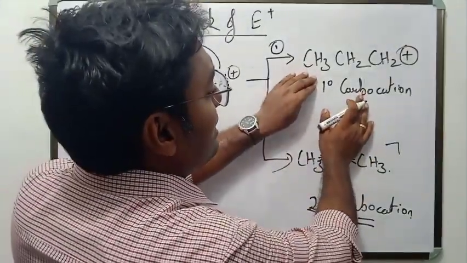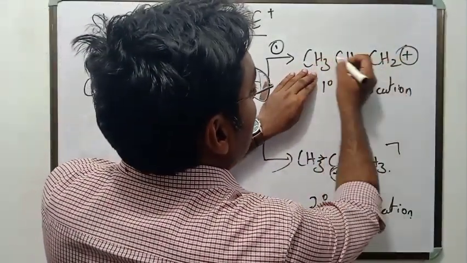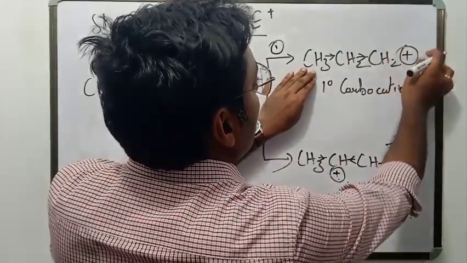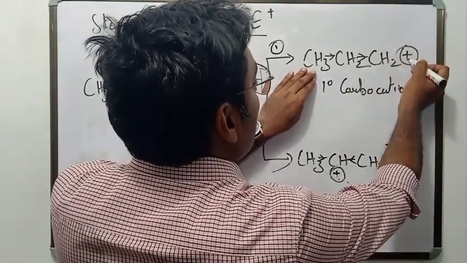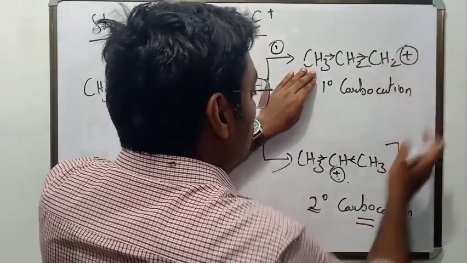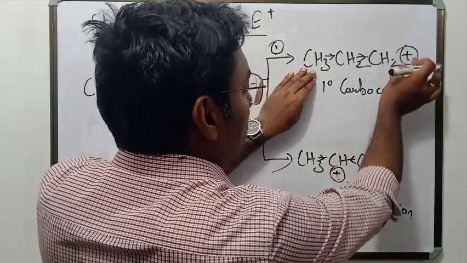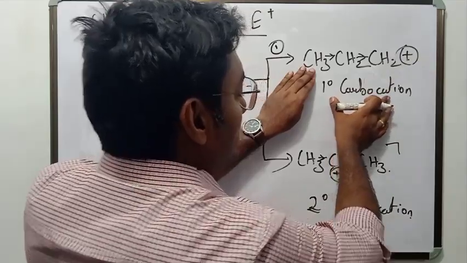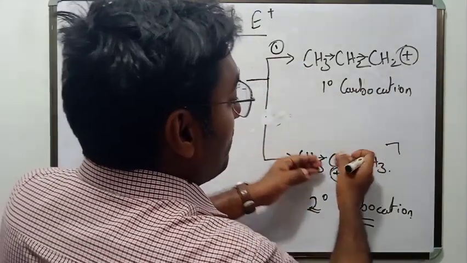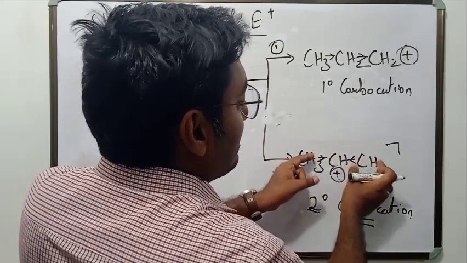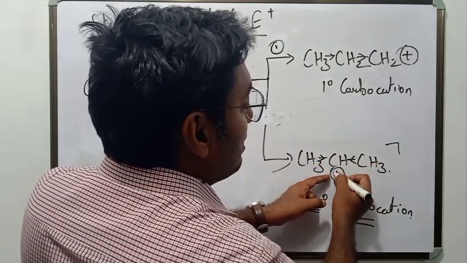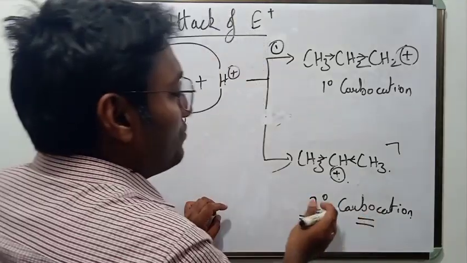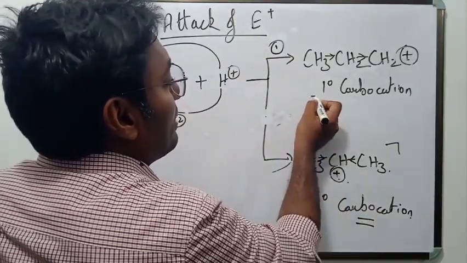While in this case, there is pumping on only one side. They all pump towards this direction. So the efficient decrease of this positive charge is less as compared to this. Efficient decrease of positive charge is not seen in primary carbocation. But in case of secondary carbocation, there is pumping from both the sides, and that would lead to a significant reduction of the positive sign here. So the secondary carbocation would be more stable than a primary carbocation.